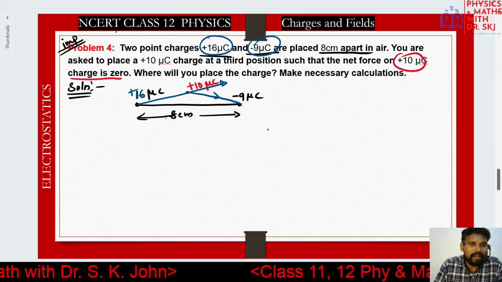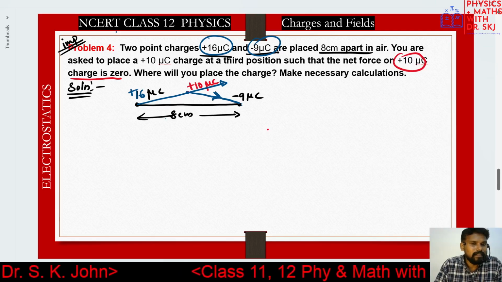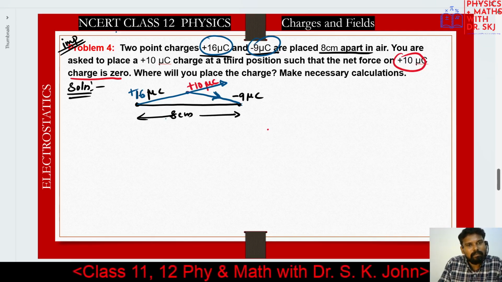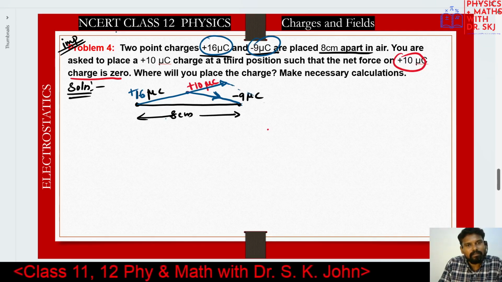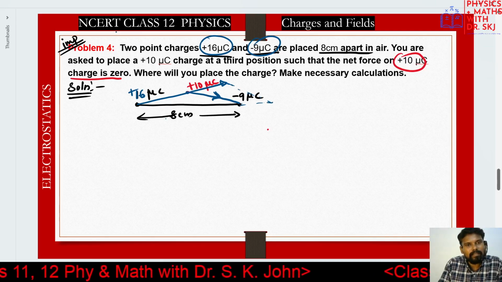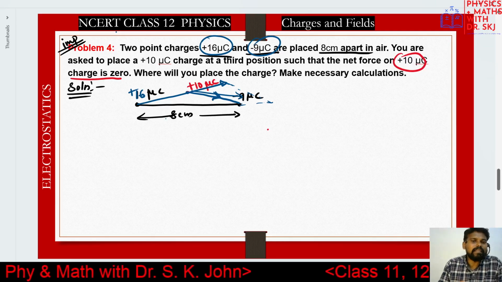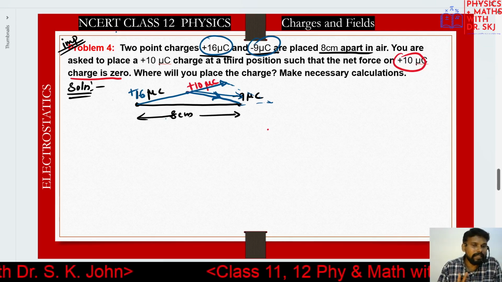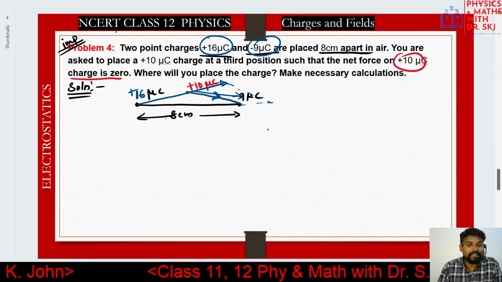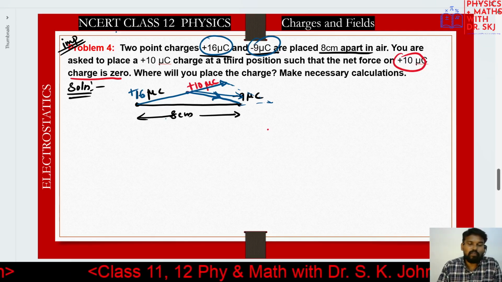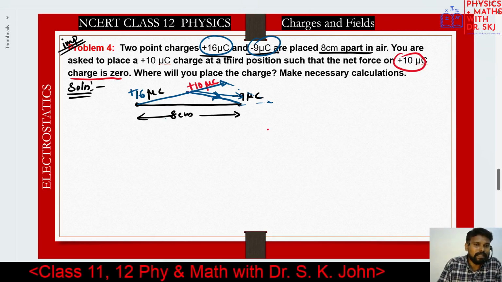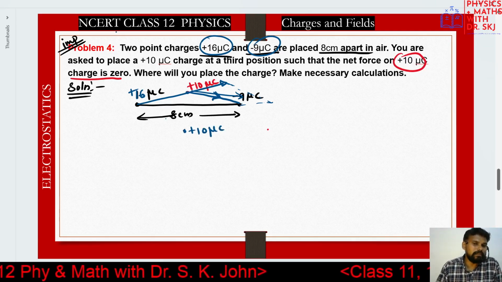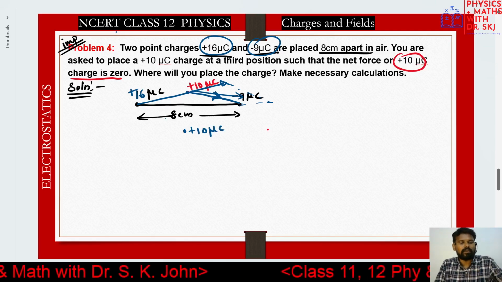So you have studied parallelogram law in class 11. So what will be the result of this force? You have to complete the parallelogram, and it will be like this. Anyway, there will be a net force. The forces will not cancel each other. If you place the plus 10 microcoulomb charge here, similar is the situation. The forces will not cancel each other.